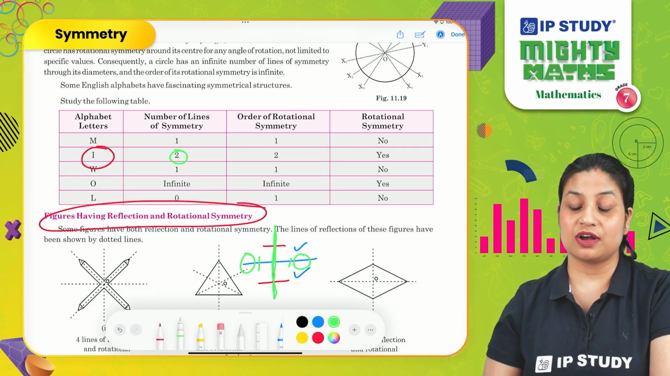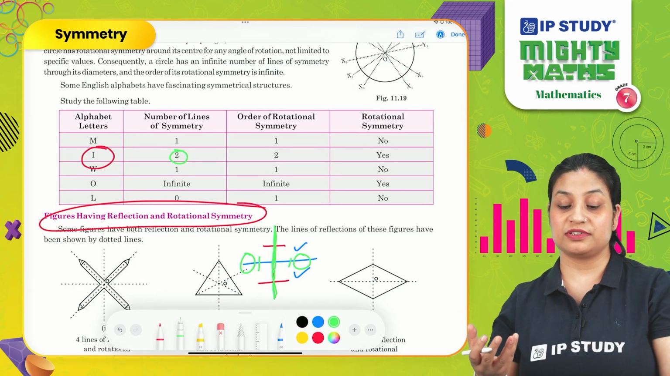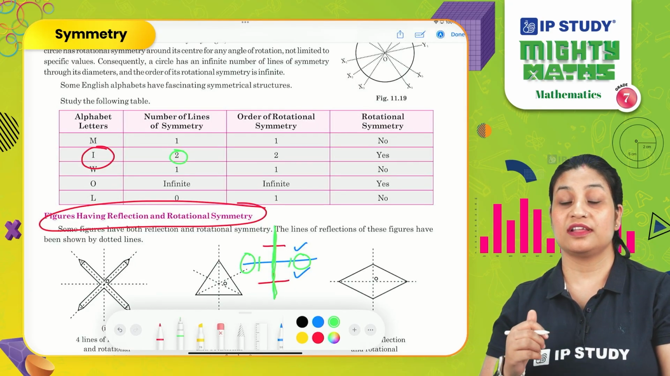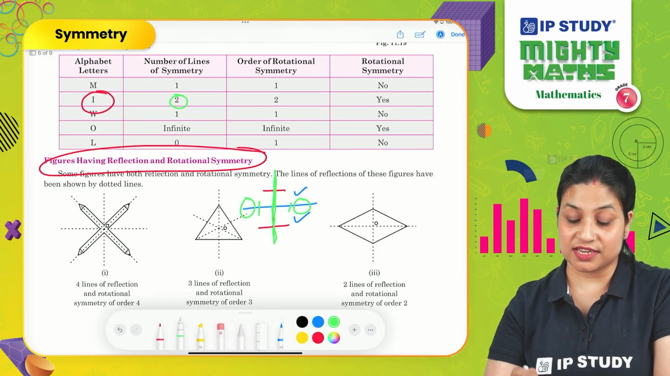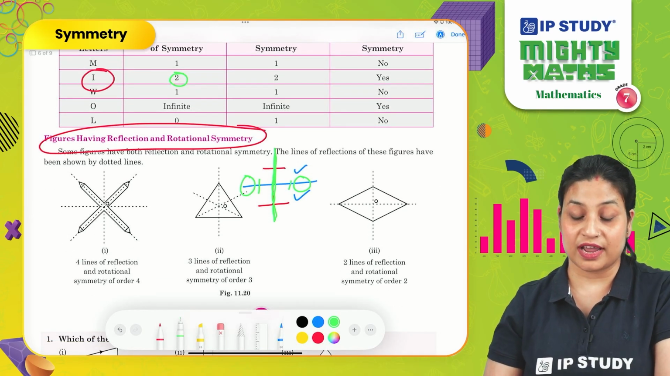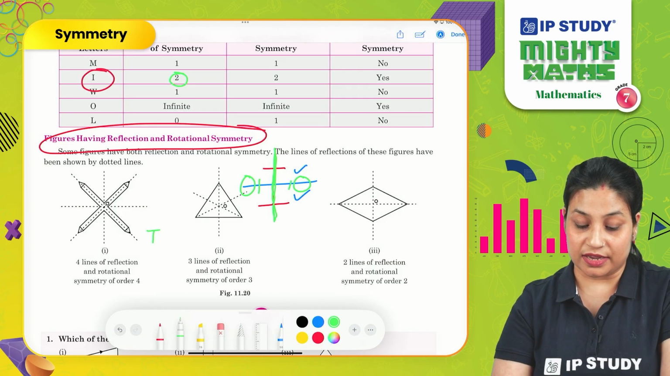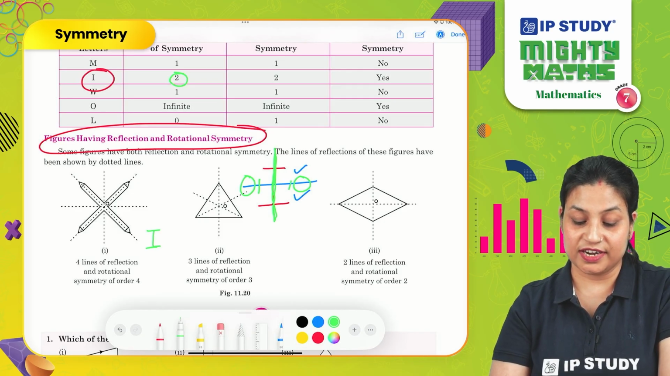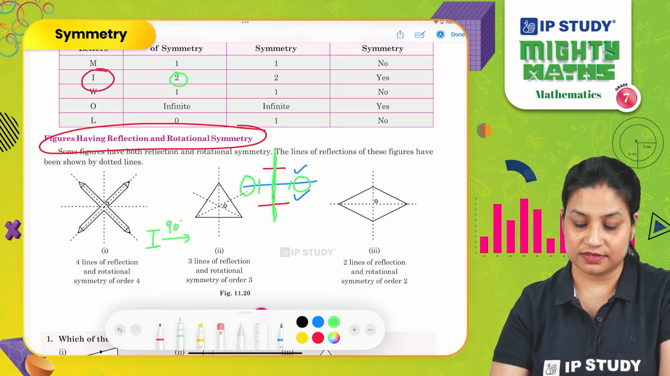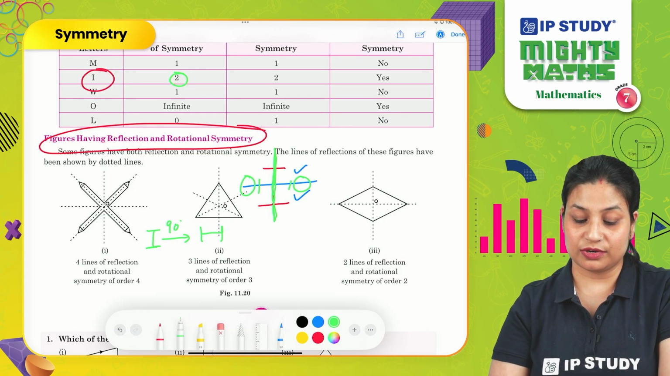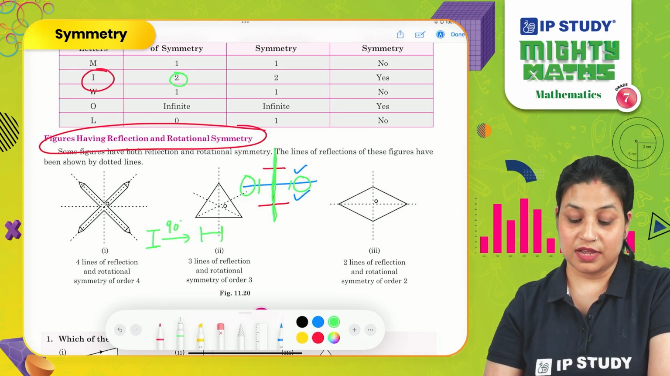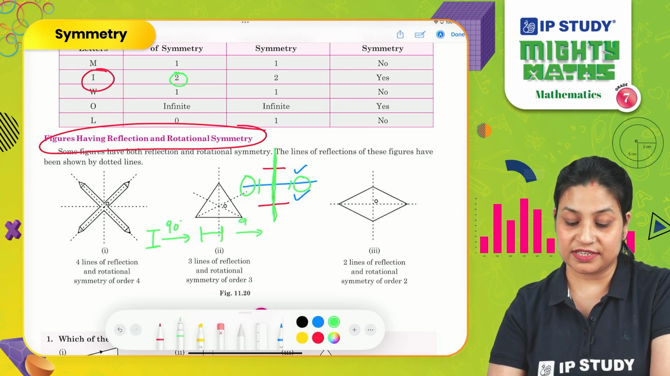Now, if I ask you how many rotational symmetries we have, what is the order of rotational symmetry for I? Then you have to check. So as we have just discussed 2 examples, let's try for I. Let's draw I. If I rotate this I by 90 degrees, how does this I look? It will look like this, right? Is it similar to the one that we had initially? No. Then again I will rotate it by 90 degrees. Then how does it look? It will look like this.